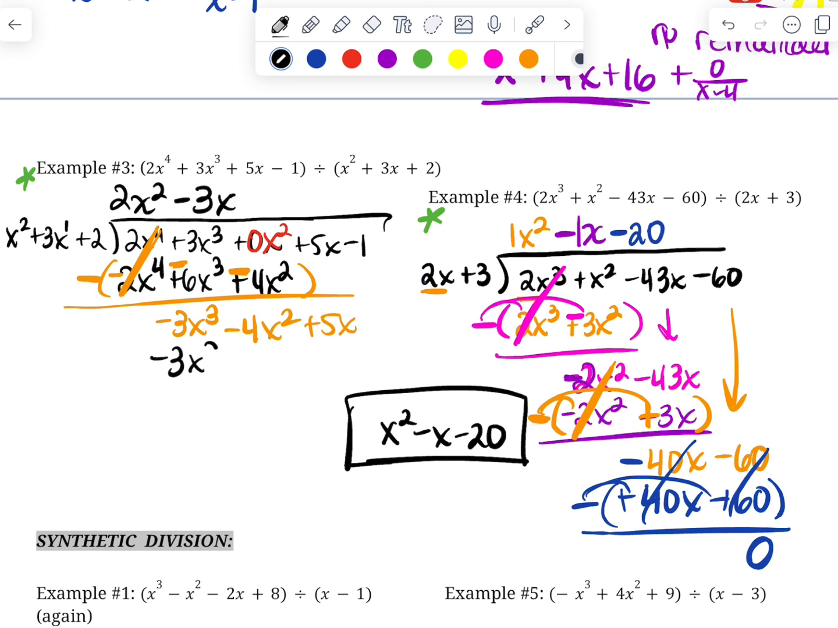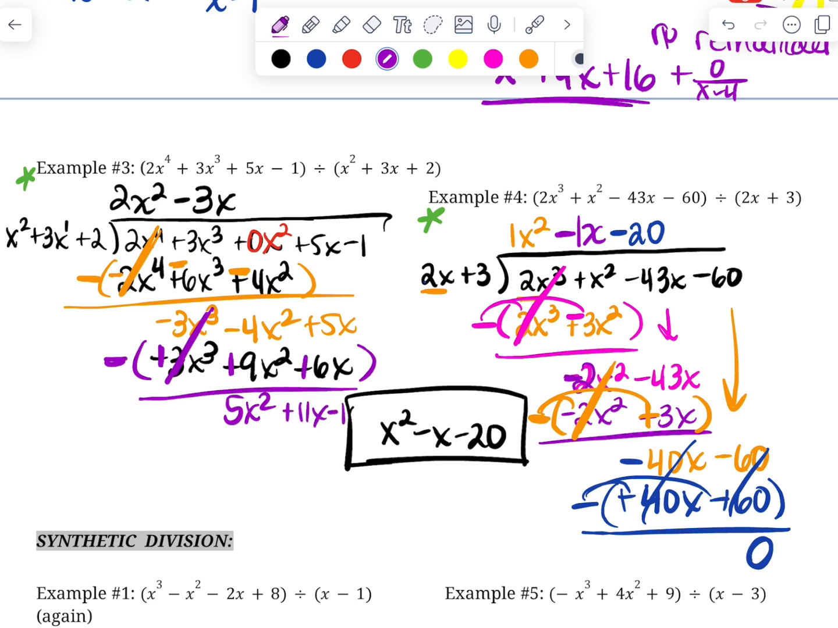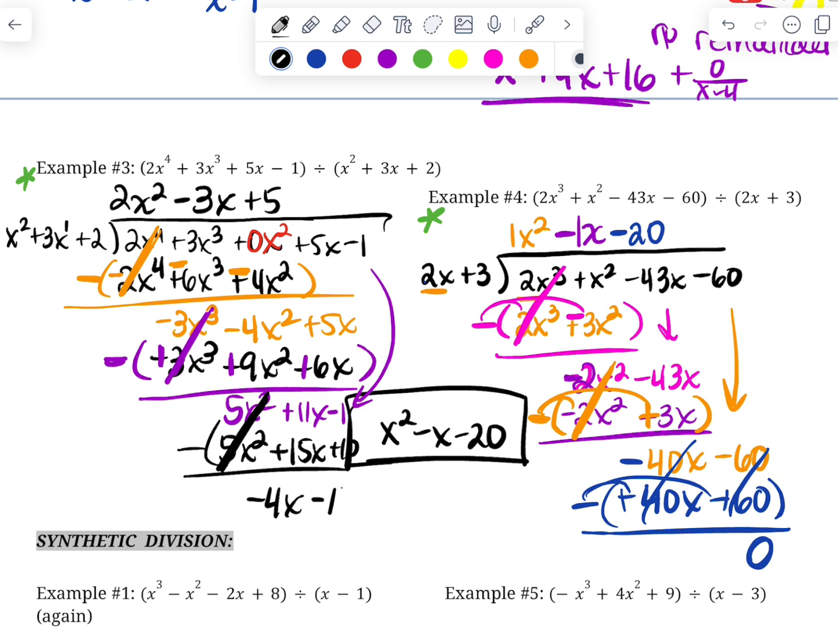So I get negative 3x cubed. I get negative 9x squared. And I get negative 6x. Okay, again, I'm subtracting. So that switches to positive, so those are gone. Switches to positive, so I get 5x squared. Switches to positive, so I get 11x. And then don't forget there's this negative 1. All right, last thing, I think I need a 5. 5x squared, 15x, and 10. Remember, I'm subtracting everything. First term's gone. I get negative 4x and negative 11.